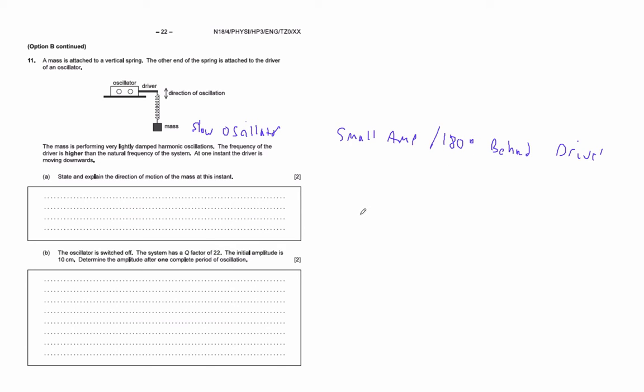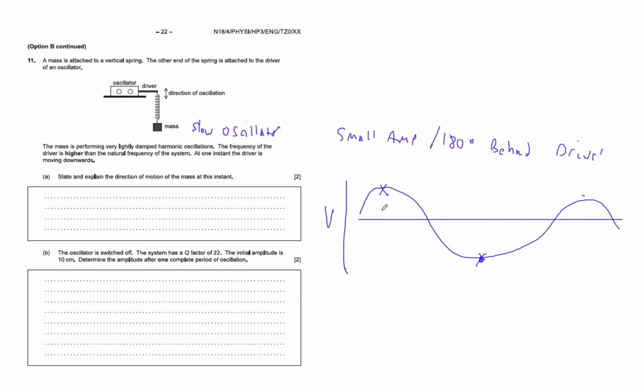Okay, so let's look at this velocity curve. That's like the worst sine wave ever. Let's imagine that this is our velocity, and that the driver is moving downward, so we've got a negative velocity. What's happening 180 degrees behind you? Which way is that velocity? Decide. Okay, so state and explain. Talk about the idea that these things lag 180 degrees behind, and then talk about the velocity.